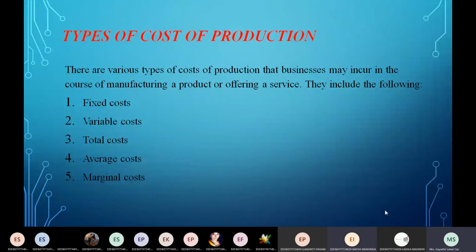There are various types of cost of production. They include fixed cost, variable cost, total cost, average cost, and marginal cost.